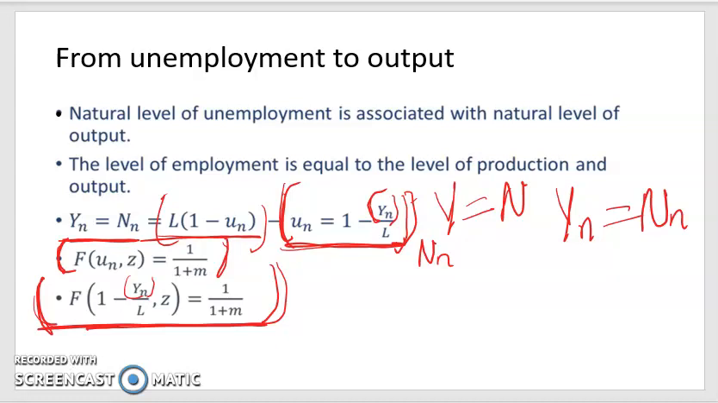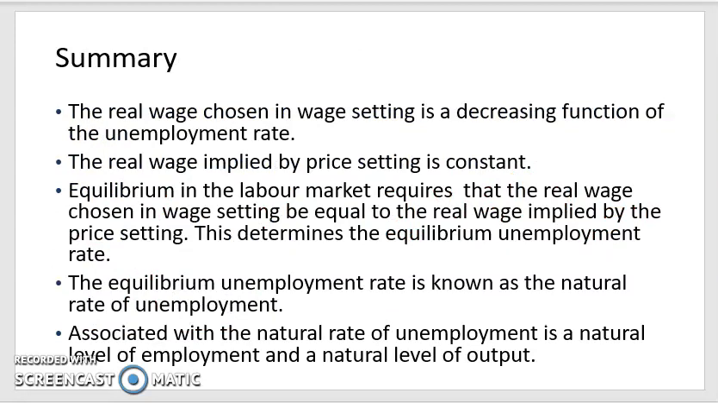Okay, so let's conclude on the key points that we've discovered in this chapter. Firstly, we know that the real wage chosen in the wage setting is a decreasing function of the unemployment rate, meaning that there's a negative relationship between the unemployment rate and the real wage chosen in the wage setting relation. Second, we know that the real wage implied by the price setting is constant, meaning that it is not affected by unemployment. So it doesn't have a relationship with unemployment.